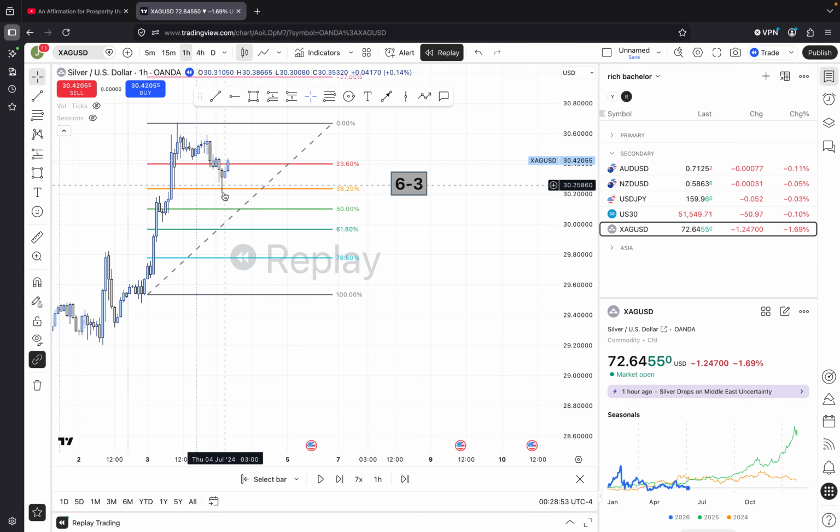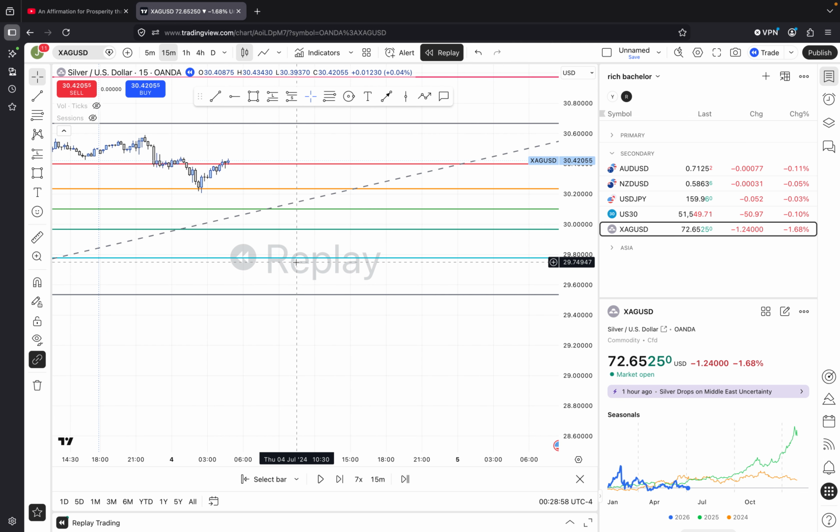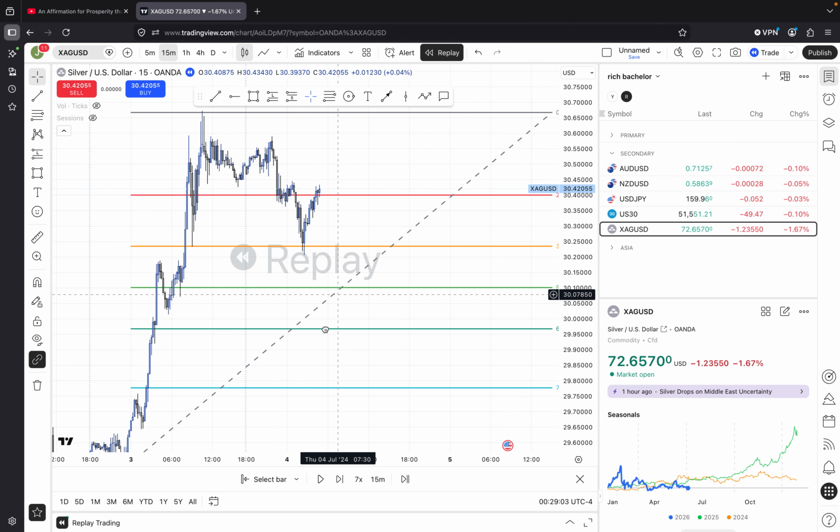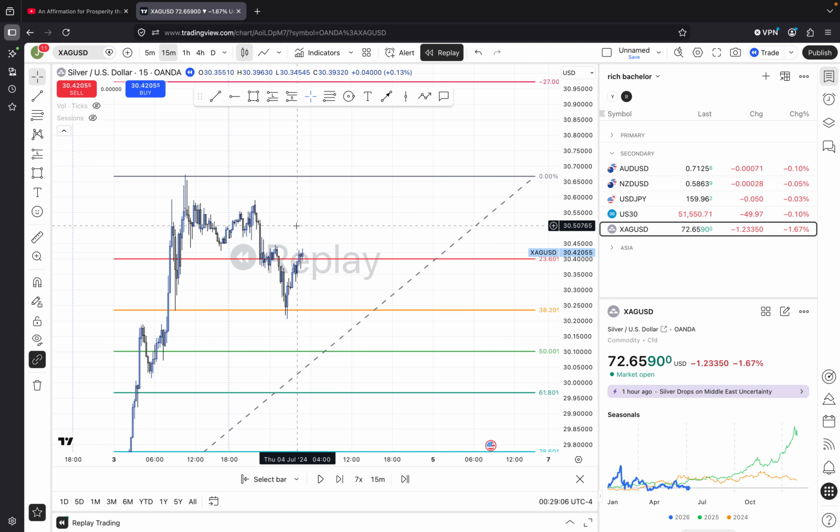It did touch my 38% level. So now I am looking for what? I got a higher low here. Now I'm looking for a high to push into this area and then give me another higher low, so that we can move forward. And once I see that higher low, I need to see that higher low on the 1 hour before I take my trade. So we got our high here. This could be a higher low right here.